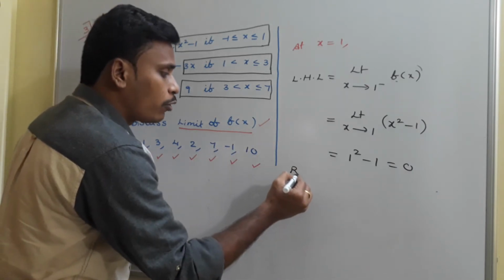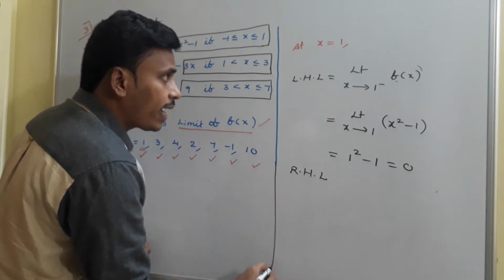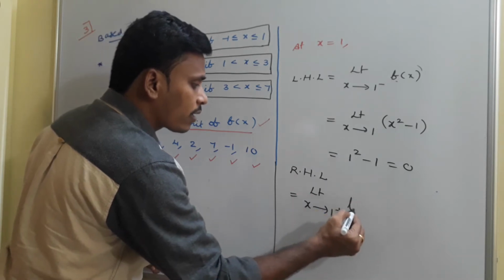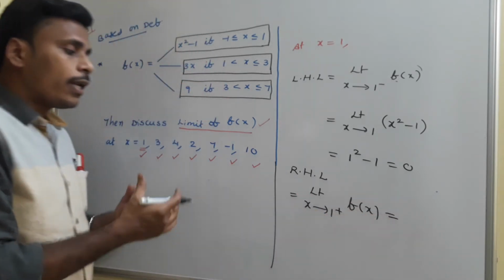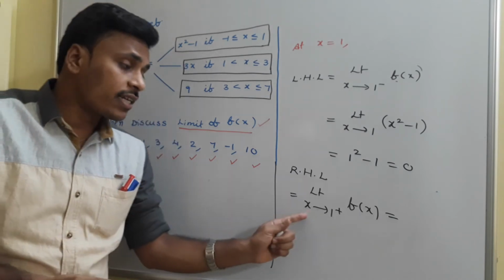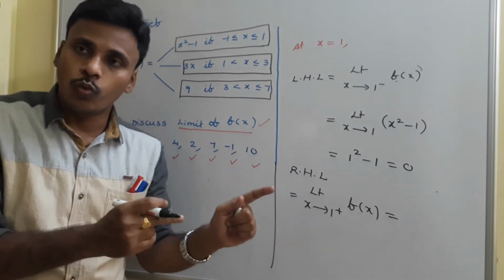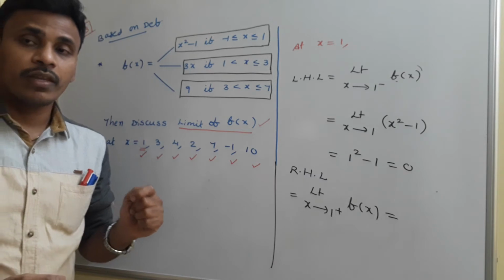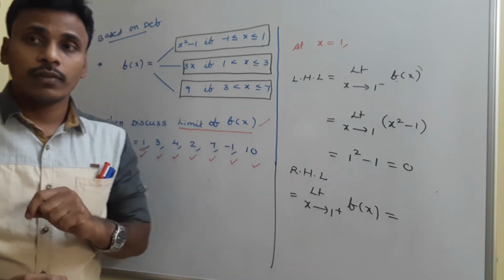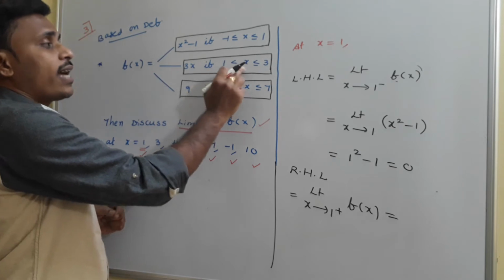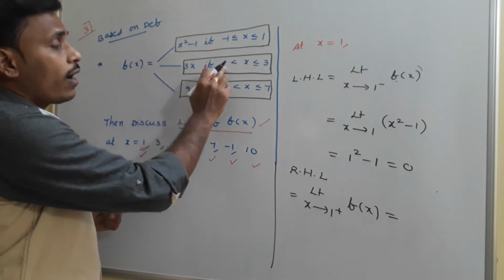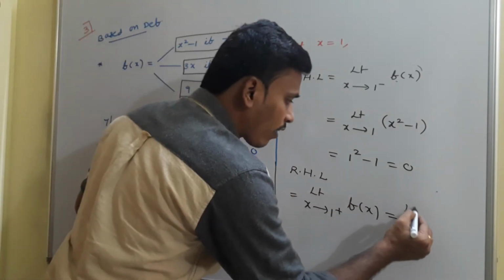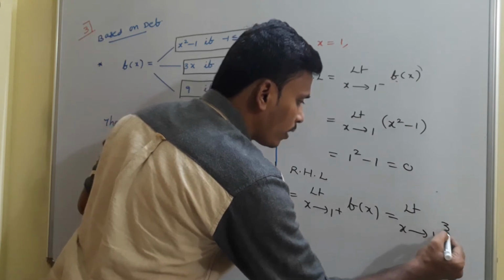And now what to say about the right hand limit? The right hand limit is simply limit x tends to 1 plus f of x. x tends to 1 plus means x is approaching 1 from the right side. The x value is more than 1 and x is very near to 1. First use it: as the x value is more than 1, f of x is simply 3x. So we can write it like this: limit x tends to 1 of 3x.